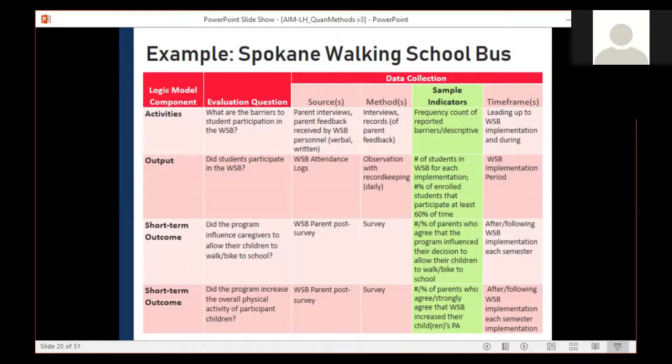And then I pulled this, again, this is from webinar 2. I really think this matrix is a helpful tool in not only thinking through your evaluation questions, but really how are you going to answer those questions? Hence the indicators. So with this matrix, you can see the different components, the evaluation question, the sample indicators, and then it even goes into the sources, the methods, and time frame for data collection.